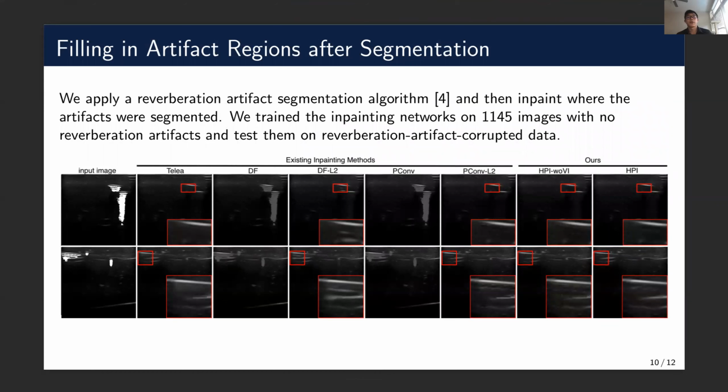We also apply a reverberation artifact segmentation algorithm to segment the artifacts, and after segmenting them, we use the Inpainting algorithm to fill in the regions to remove such artifacts. Therefore, we train our Inpainting algorithm on images without artifacts and test them on the artifacts. The qualitative results show that our method does a better job removing such artifacts as well.